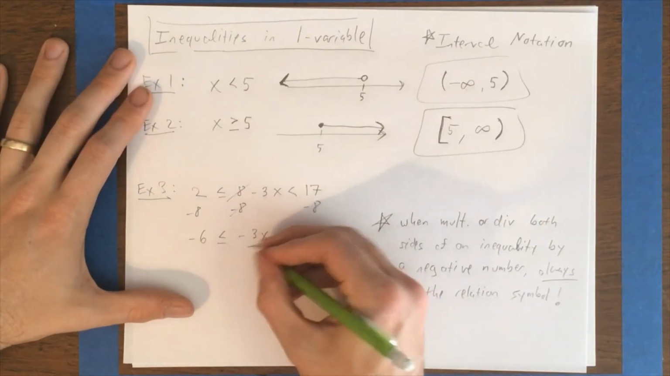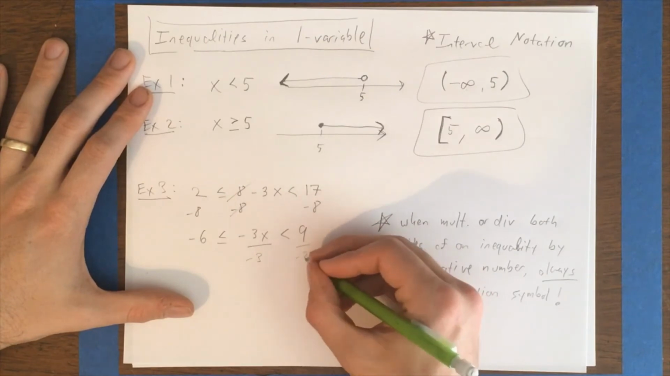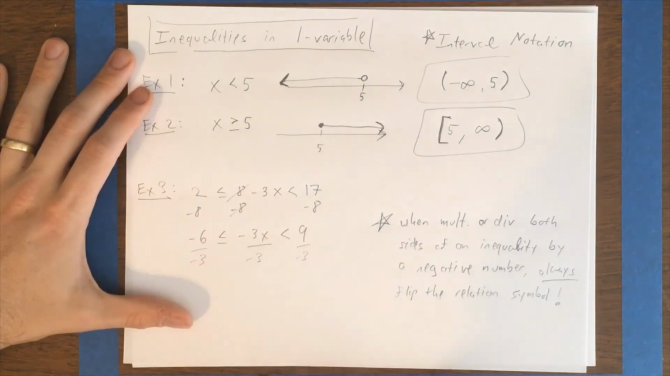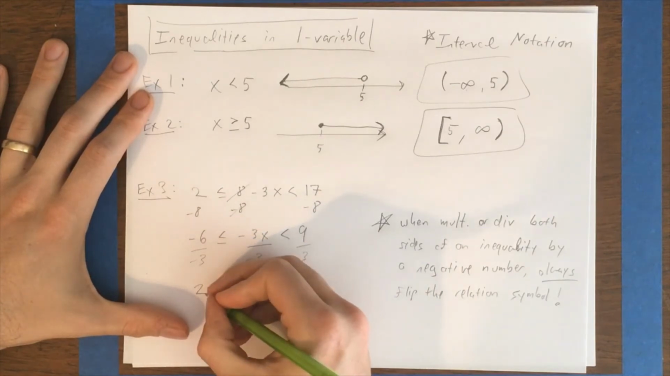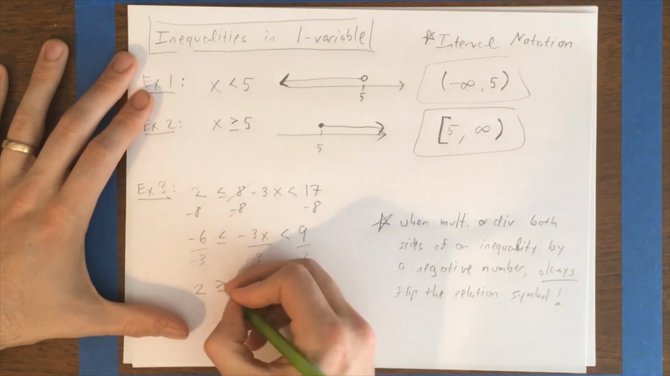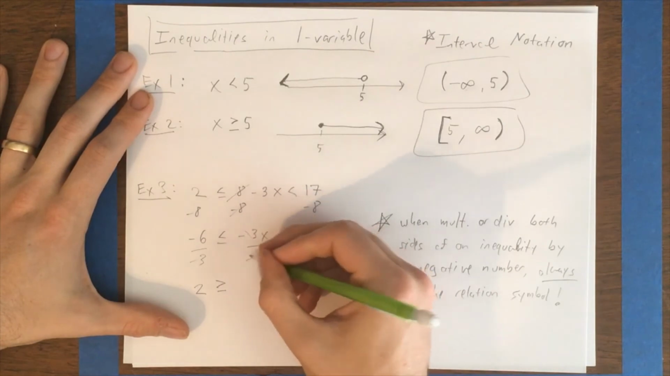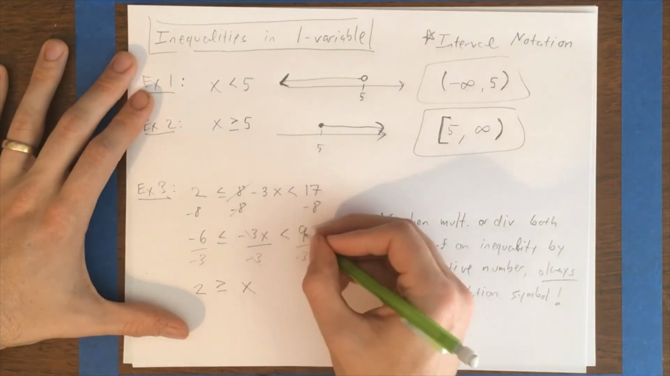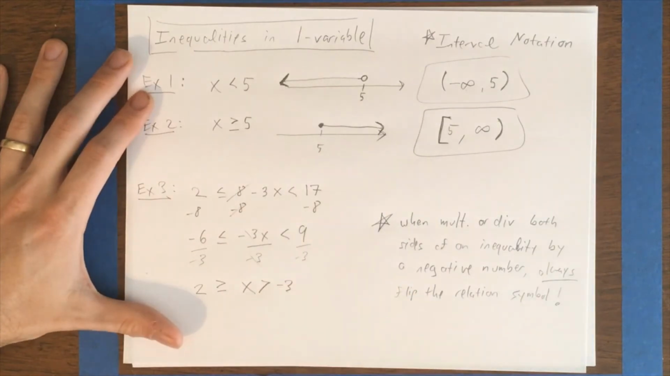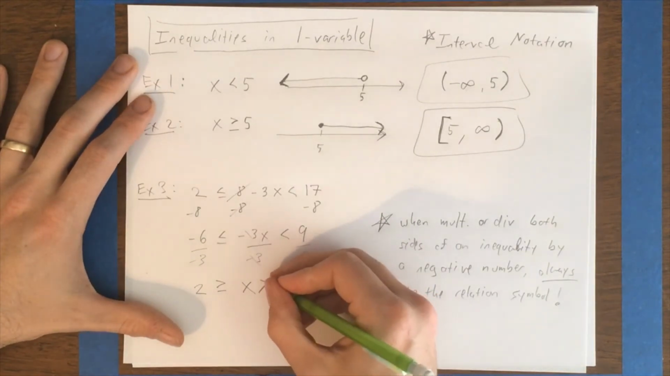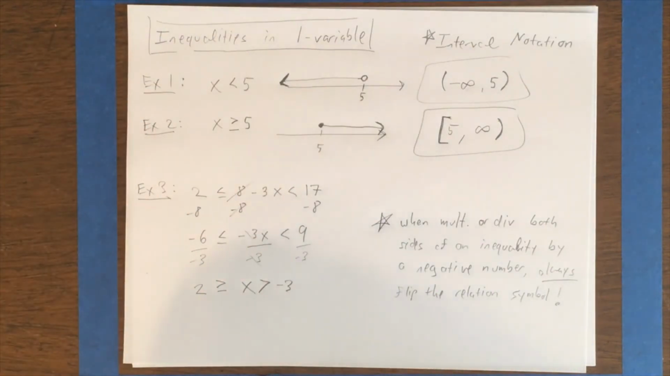So in this case, we're going to divide everything by negative 3. But when we do that, we have to flip our inequalities around. So negative 6 divided by negative 3 is positive 2, but this is going to become greater than or equal to. Here, the negative 3's will cancel. We have x. But this 9 divided by negative 3 will be negative 3. We have to, again, flip our inequality symbol around. That is essential.